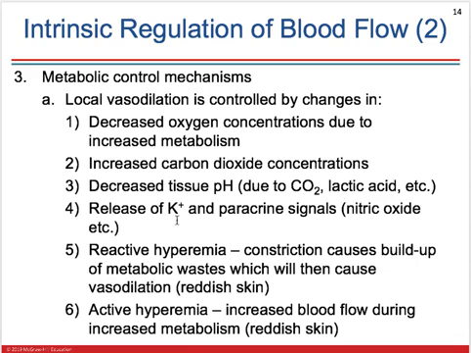As well, there will be a release of potassium from intracellular stores into the extracellular space, indicating metabolic activity. And then other paracrine signals, some of the ones we've talked about before, nitric oxide, for example, are released as well. And this causes local vasodilation as well. And then there's something called reactive and active hyperemia. Hyperemia simply means increases in blood flow. What reactive hyperemia is, is if you constrict blood vessels.